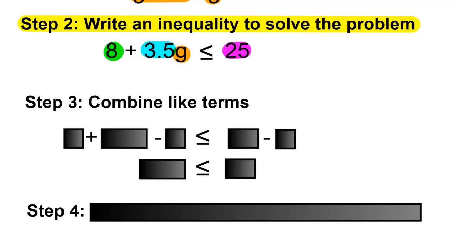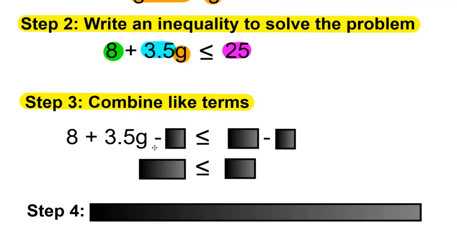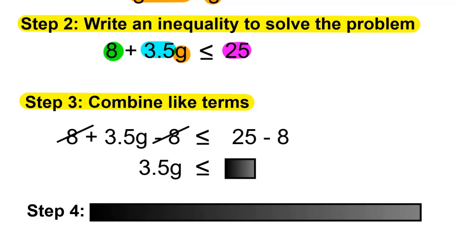Step number 3, combine like terms in the inequality. So we have 8 plus 3.5 times G. To remove the 8, we'll have to subtract 8. We therefore have to subtract 8 from the other side of the inequality as well. The plus 8 and minus 8 will cancel, leaving us with 3.5 times G. And that's going to be less than or equal to 25 minus 8, which is 17.